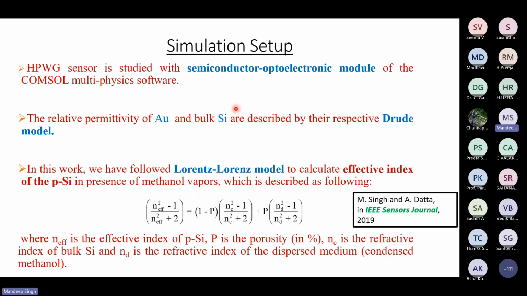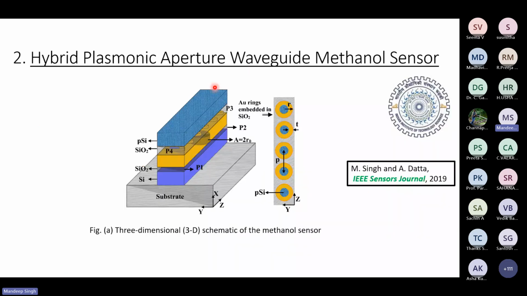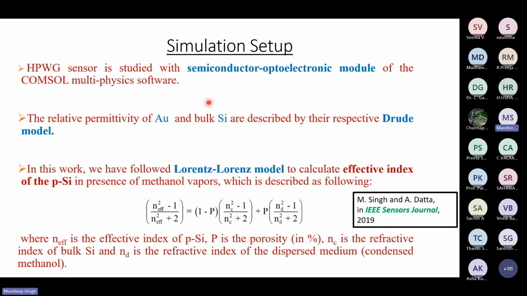Now first we will start with the simulation setup, because there are a few modules available in COMSOL for sensor design. For this hybrid plasmonic sensor we have used the semiconductor optoelectronic module, because there is a semiconductor, for putting in some properties of an indirect bandgap material. Now I will tell how to put the properties for metals. For metals you can use the Drude model, and for silicon also.